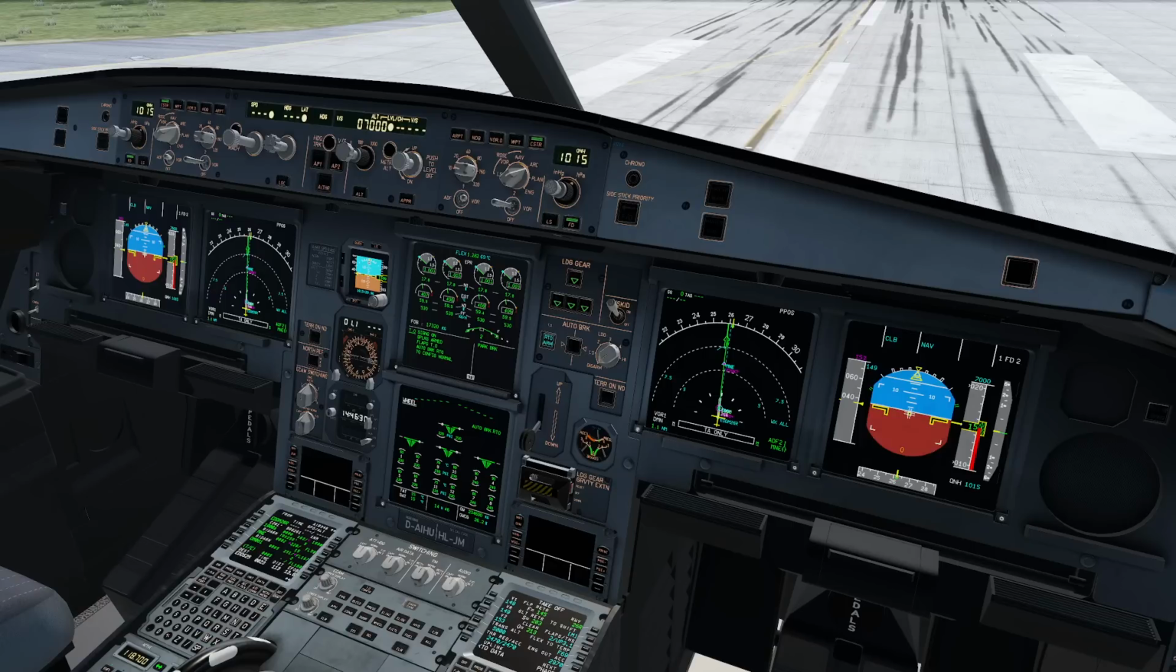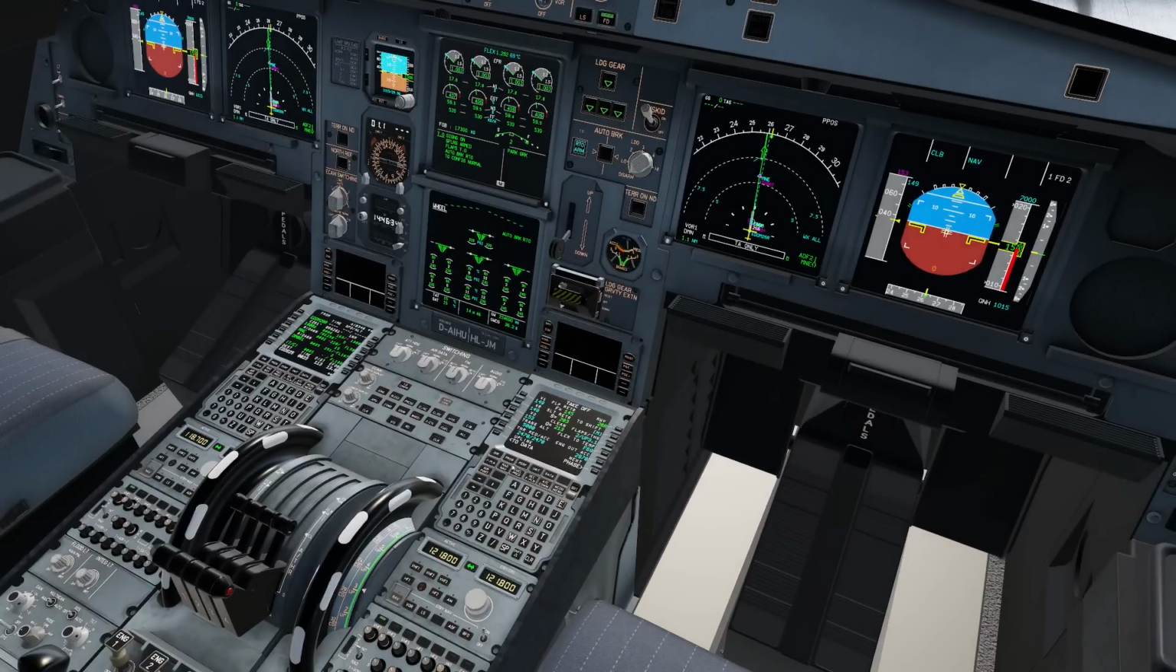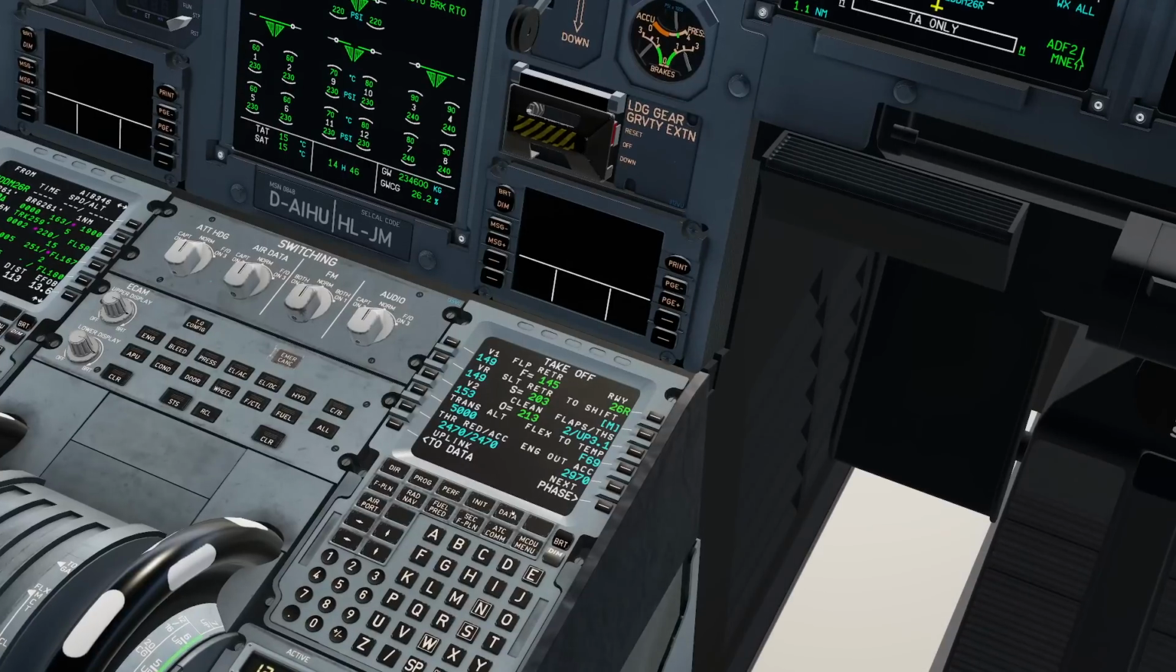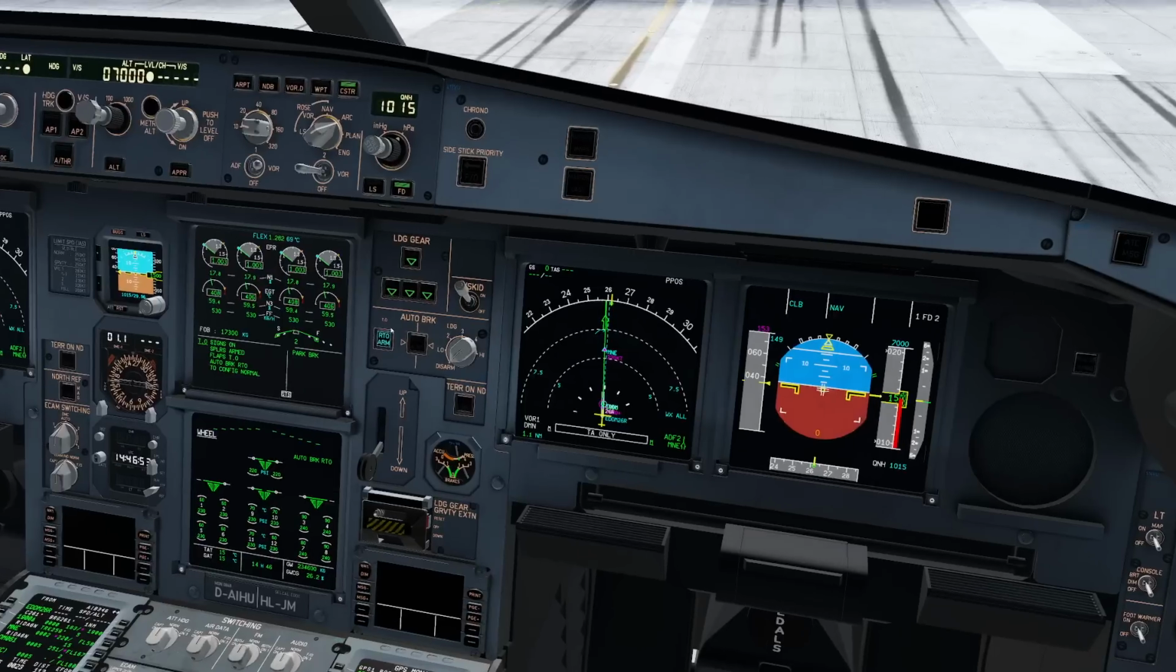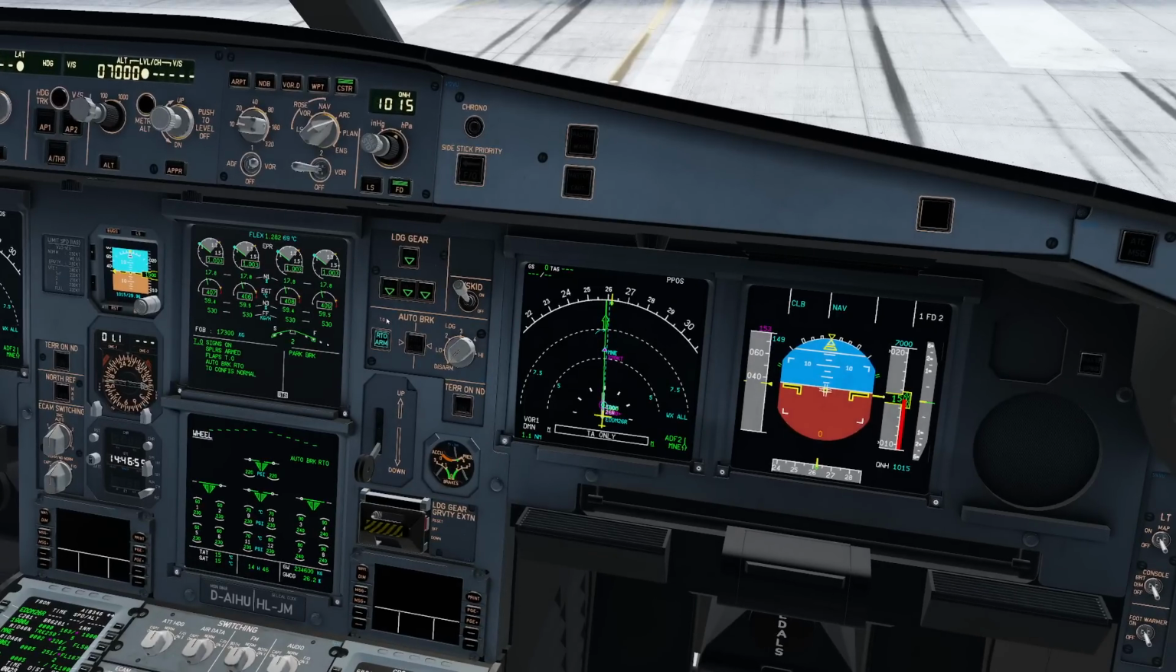Now, technically not in the memory items, but still very useful, you can look up the GPS altitude in the data page of your MCDU. So you go to data and then GPS monitor. Down there you've got the GPS altitude, and your ground speed will also stay reliable. So those two indications will be rather useful for flying your airplane.